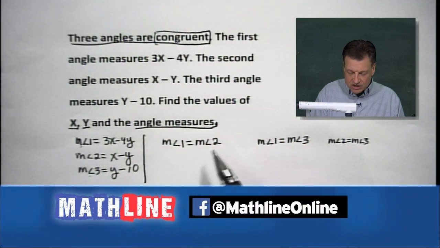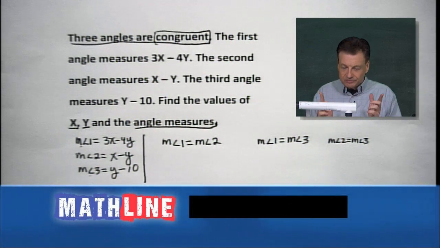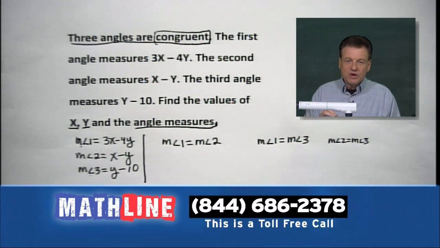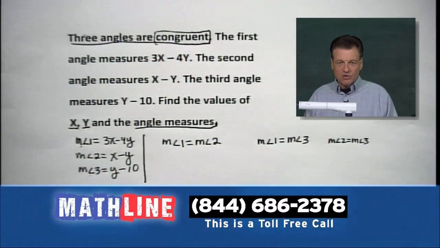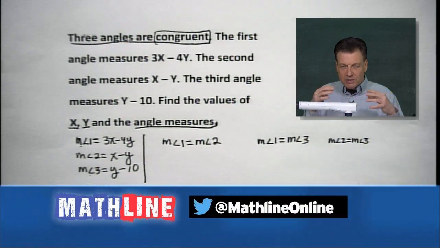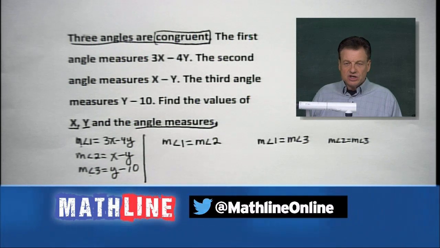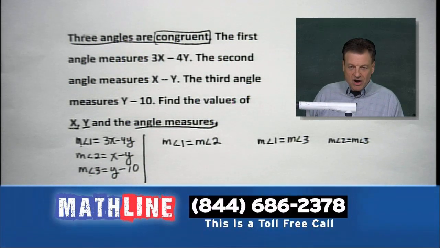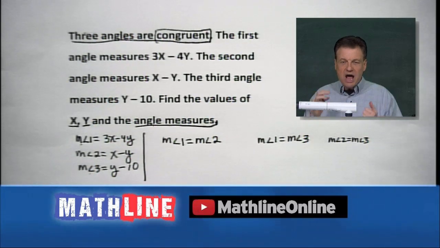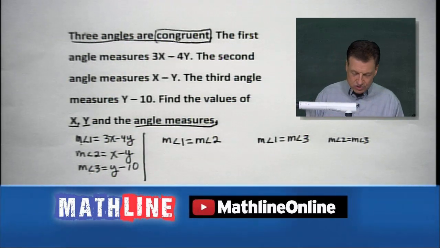We have equal measures with angles 1 and 2. We also have equal measures with 1 and 3 because it says 3 angles are congruent. So all 3 of these are going to match equally to each other. And then also we've got 2 and 3 matching up equal to each other. All right, so the measurements equal measurements. 3 possibilities. Let's do some substitutions here.